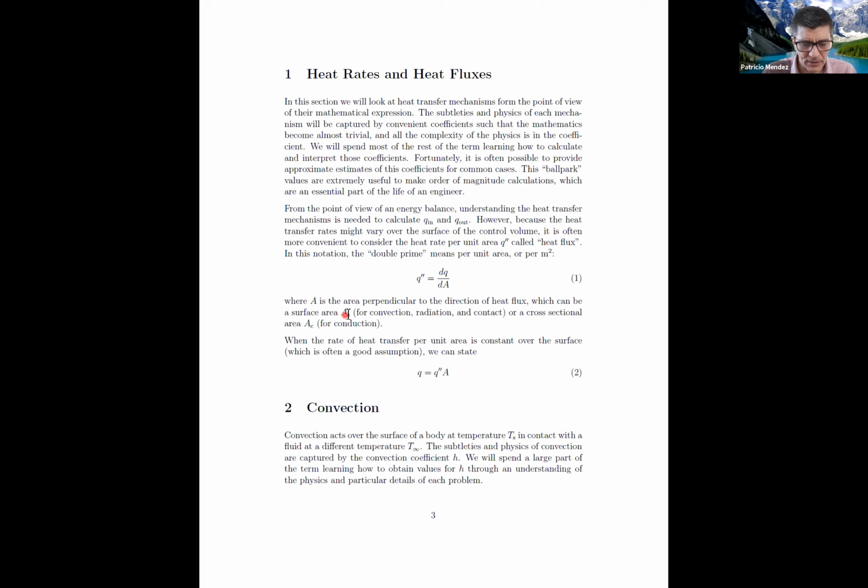And for that, we tend to use this notation of A sub S, meaning it's a surface area. Other mechanisms, such as conduction, the conduction happens inside the body. And in that case, the area that matters is the cross-sectional area. And in conduction, we use this A sub C, that is the area through which the heat is flowing inside the body.